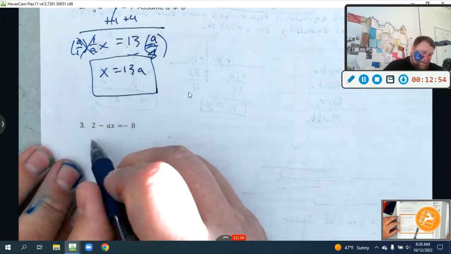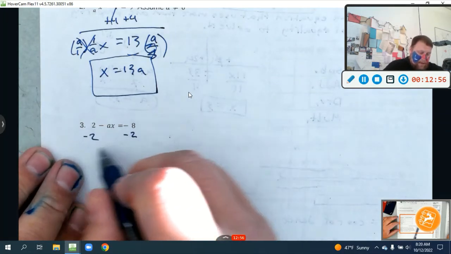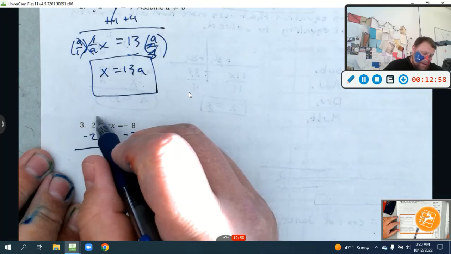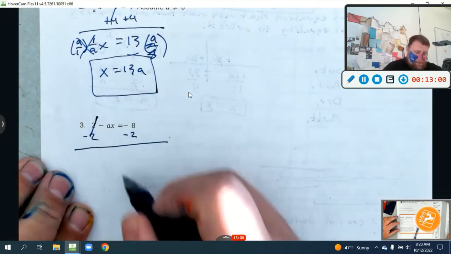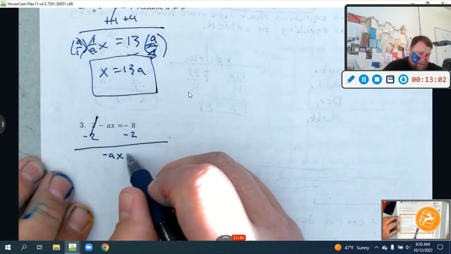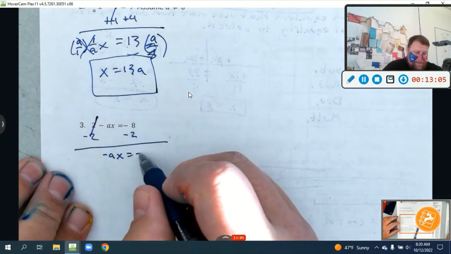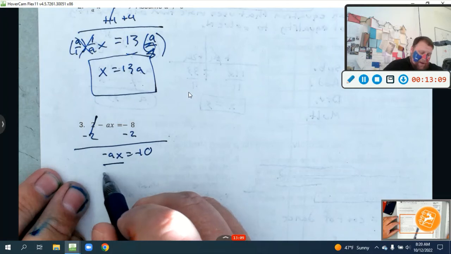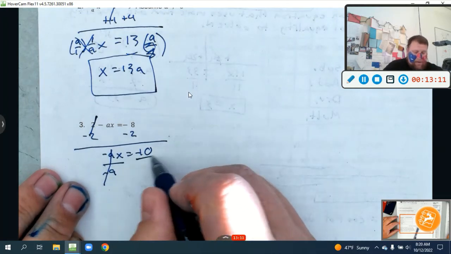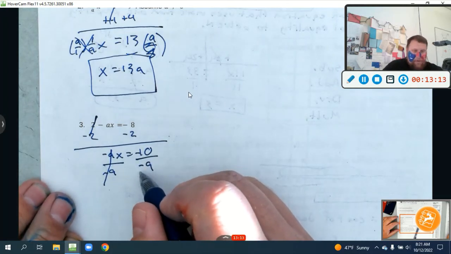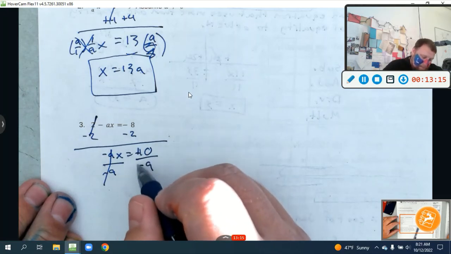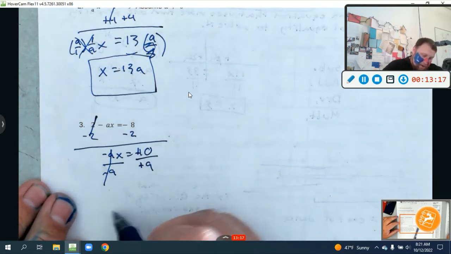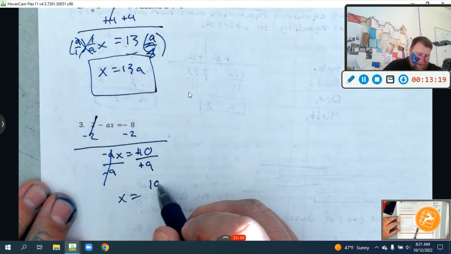And the last one right here. Are you ready for this? I'm going to subtract 2 from both sides. Boom. This is the only one that I think can look a little challenging at times. Equals, remember, -8 getting more negative is -10. I need to get rid of that -A, and it's multiplied, so I'm going to divide by -A. Boom, those are gone. Divide by -A. What's a negative over a negative? It's a positive. And so what do I get? X equals +10 over A.